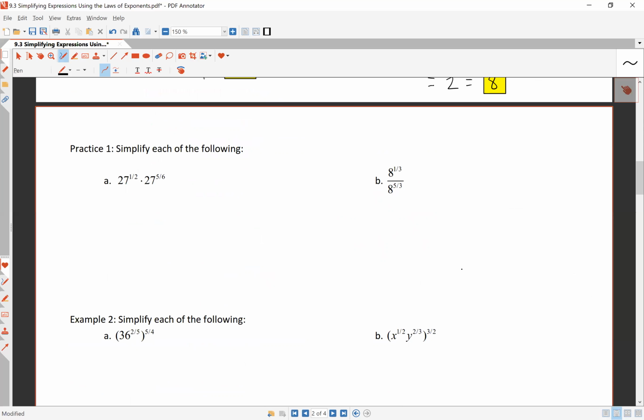Now that you've had a chance to work these out, I'll work these out with you. We have a like base, so we add our exponents 1/2 to 5/6. 1/2 is 3/6. So that gives us 27 to the 8/6. 8/6 reduces down to 4/3. So we have the cube root of 27, which is 3, to the 4th power, which is 81.